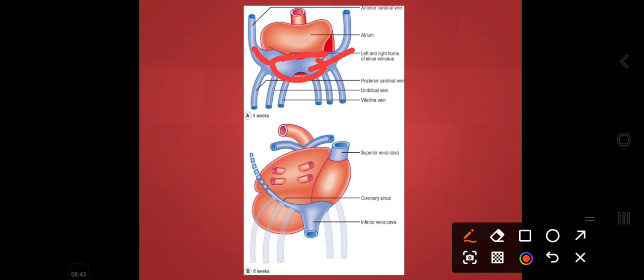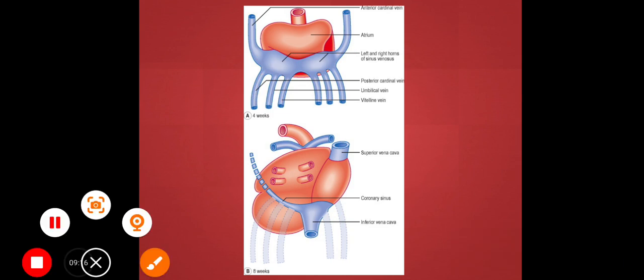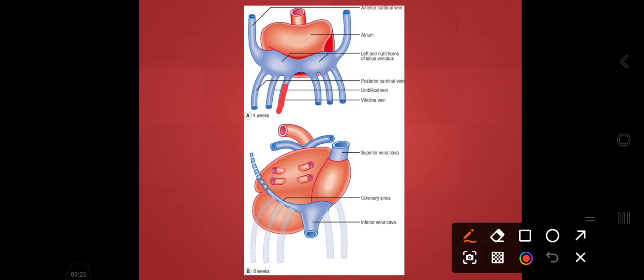Each horn receives the blood from 3 veins, which are vitelline vein, umbilical vein, and posterior cardinal vein. Vitelline vein carries poorly oxygenated blood from the yolk sac.